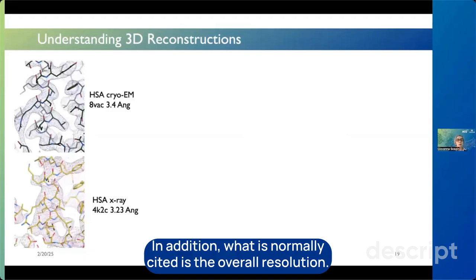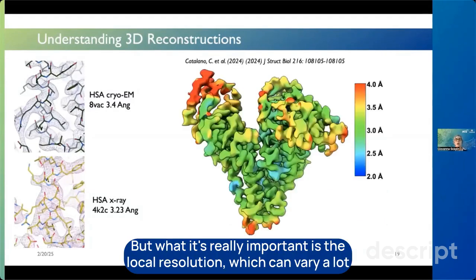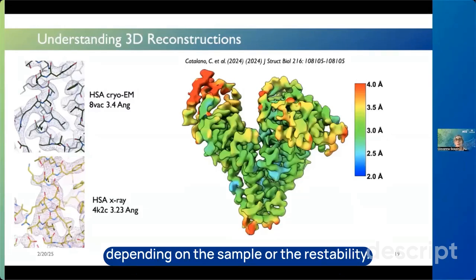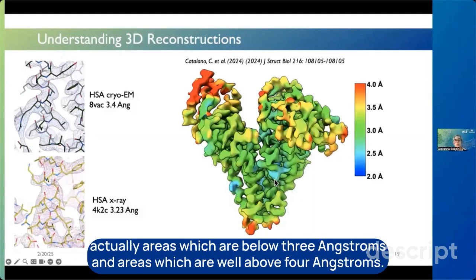In addition, what is normally cited is the overall resolution. But what is really important is the local resolution, which can vary a lot depending on the sample or the stability. So for a map that, like this one, had an overall resolution of 3.5 angstroms, there are actually areas which are below 3 angstroms and areas which are well above 4 angstroms.